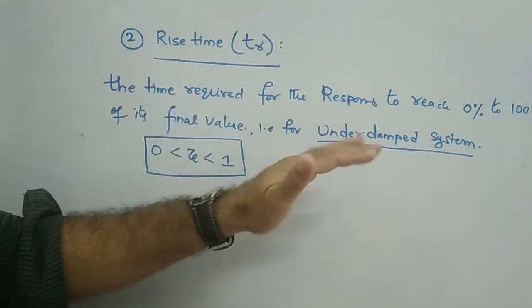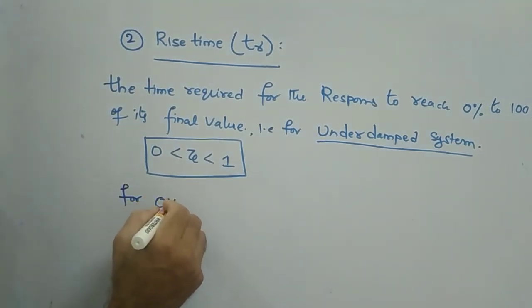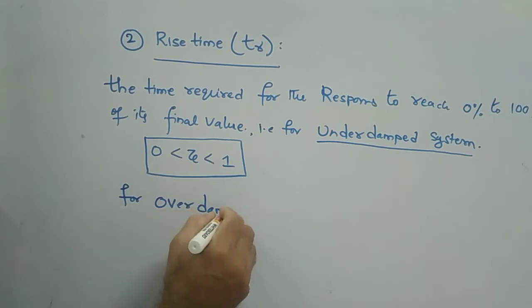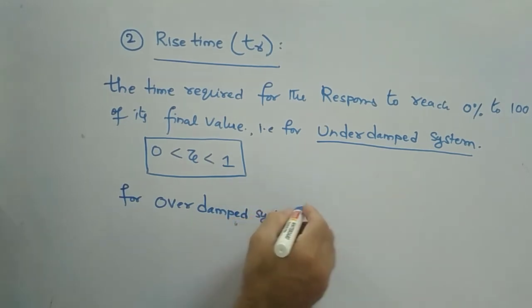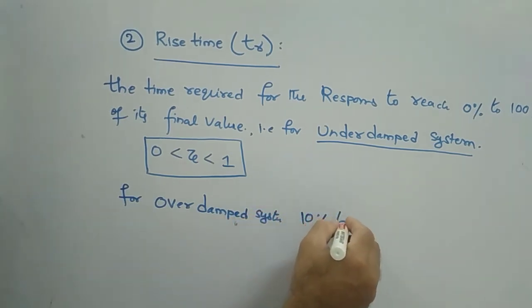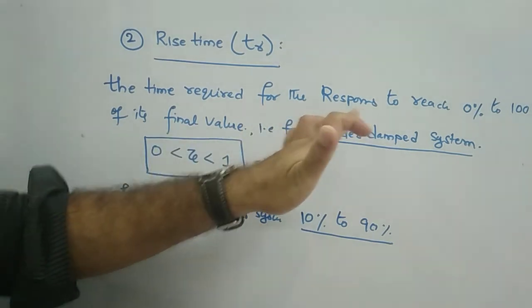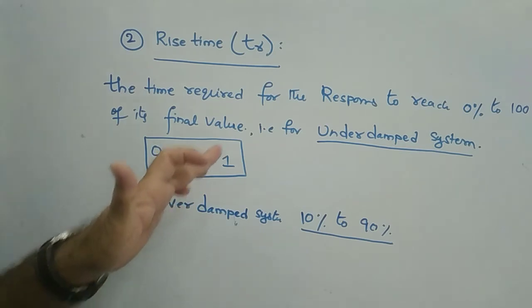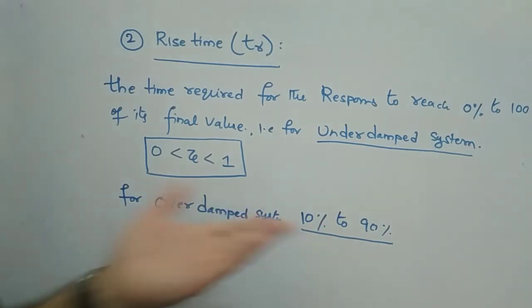Whereas, this is for underdamped. Whereas, for an overdamped system, it is 10% to 90% of its final value. For an overdamped system, this is the time required for the response to reach 10% to 90% of its final value. That is for an overdamped system. Clear? So this is the basic definition for rise time.